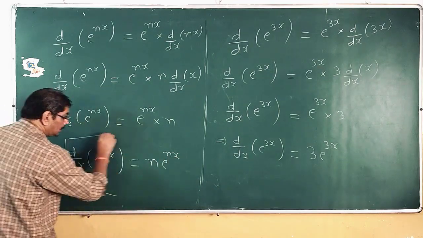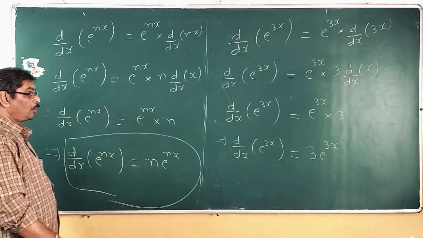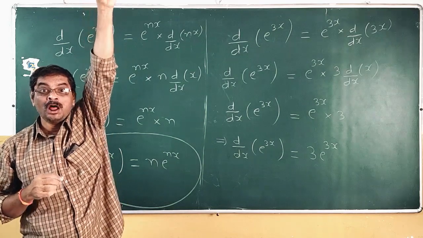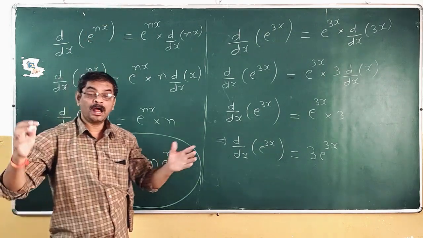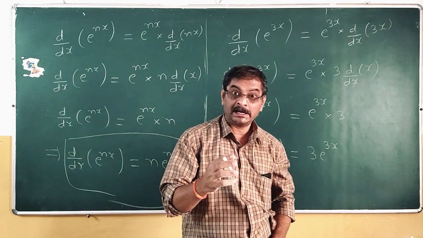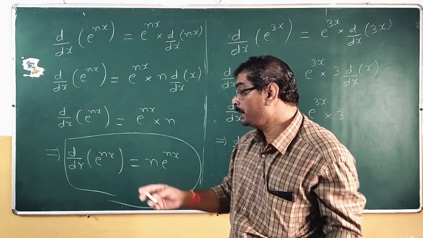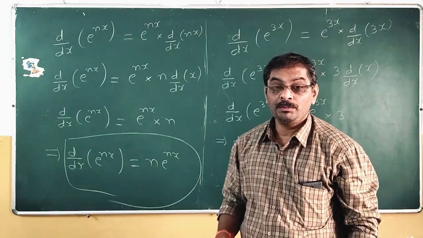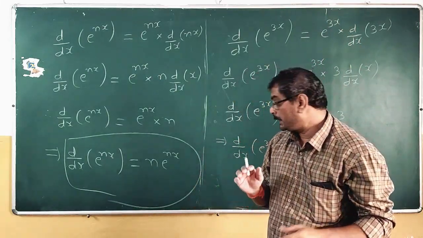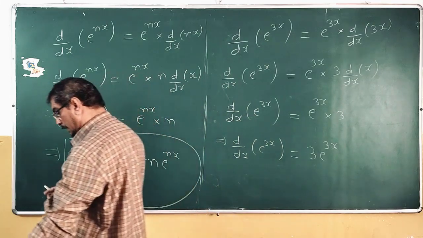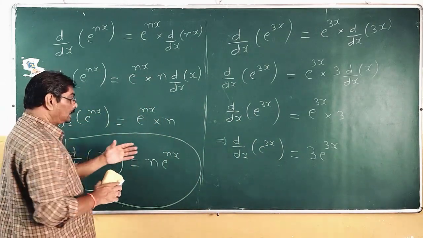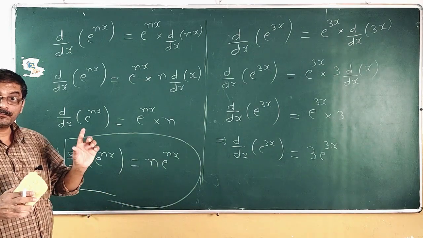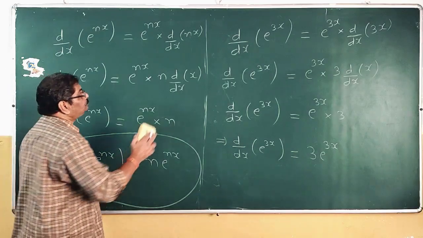So remember, that is the formula we got for the differentiation of the exponential function. e is generally called the exponential function. So d/dx of e^(nx) is numerically equal to n e^(nx). That is another important formula we got based on the differentiation concept.